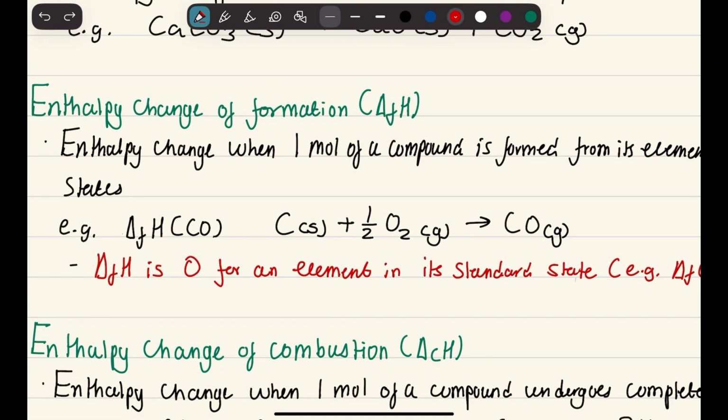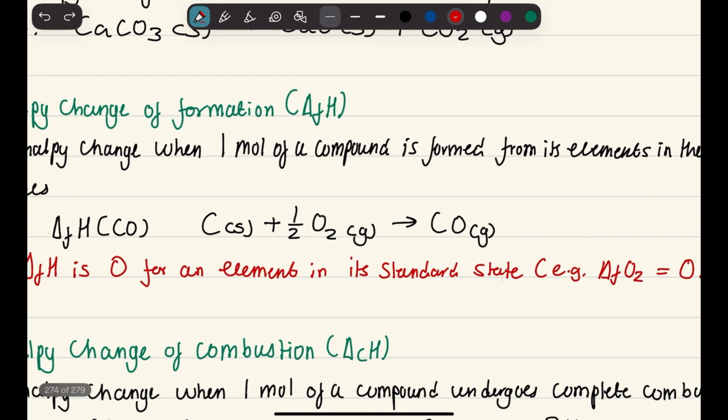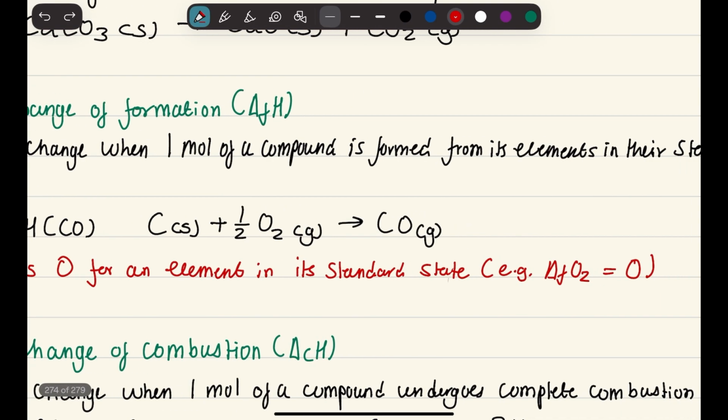Okay. Something else you need to know, that the enthalpy change of formation is going to be 0 if the element is in its standard state. So if I told you the enthalpy change of formation of oxygen, it's 0, because it's just an element in its standard state. Hope that makes sense. And just remember standard conditions. So it's going to be the state under standard conditions.